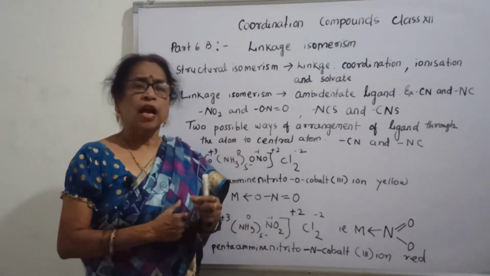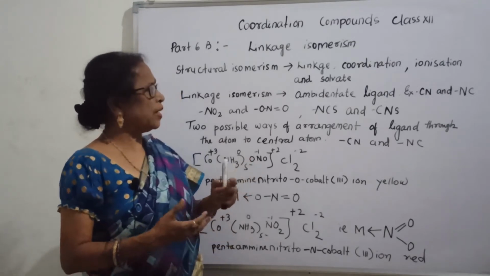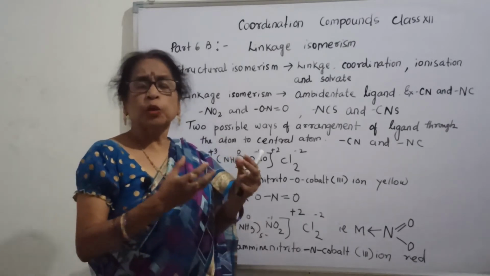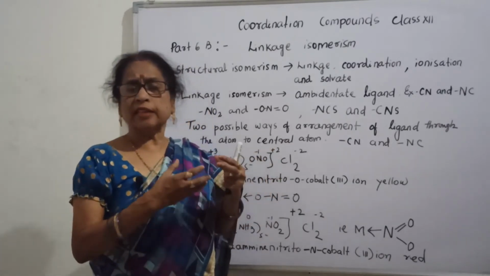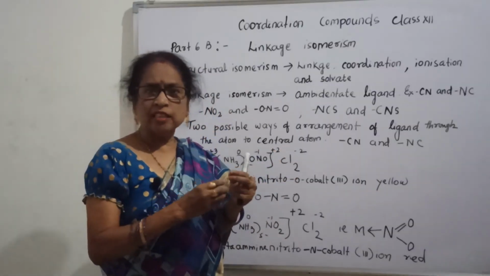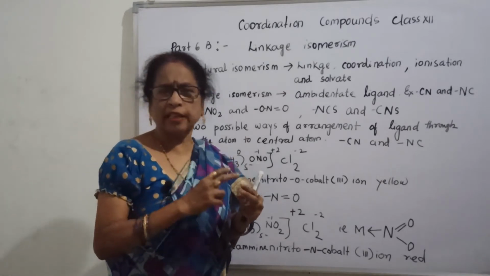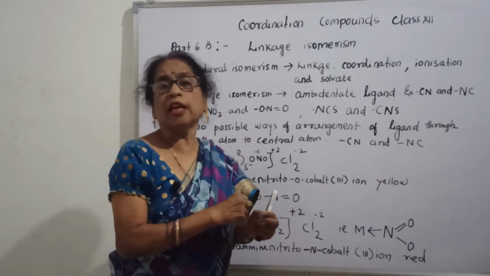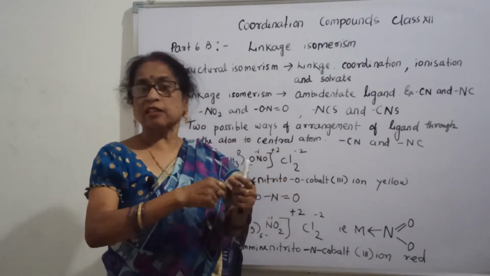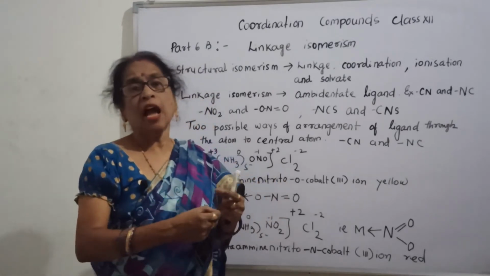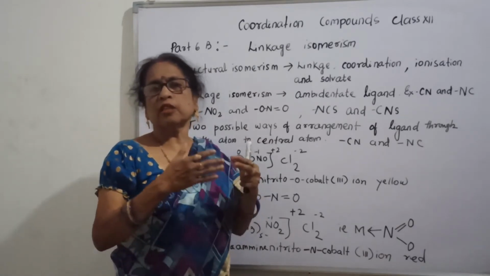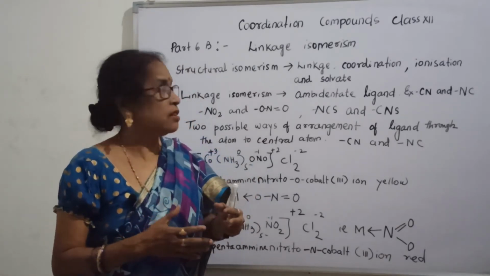Linkage isomerism is mainly important for ambident ligands. What is an ambident ligand? A ligand in which two atoms can donate an electron pair to the central metal atom. That means both atoms can link to the central metal atom. If one links to the central metal atom, the nature is different, the color is also different, and if the other one attaches, the name is also different. Similarly, the nomenclature and the color, all things are different.